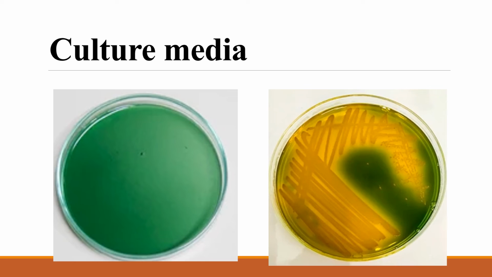On the right side you can see the yellow colored colonies produced by Vibrio cholerae on TCBS agar. So that is a characteristic, distinguishing feature of Vibrio cholerae. When it is grown on TCBS agar, it produces yellow colored colonies.